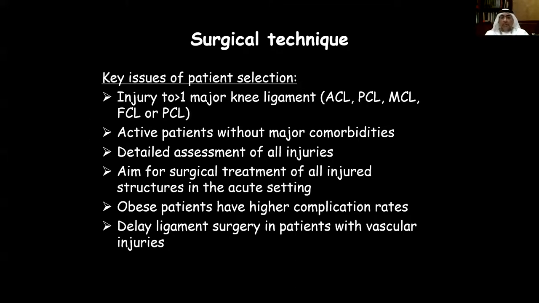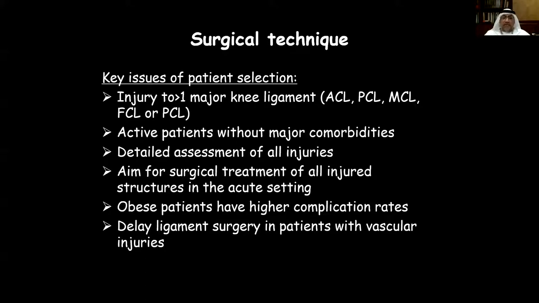So we know now the sequence, we know what to do. Now we need to go to the surgical technique. We have to have a major point, which is patient selection. We need to know that there is injury to more than one ligament. We need to have an active patient without major comorbidity.